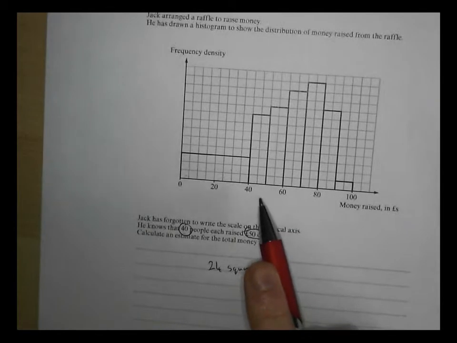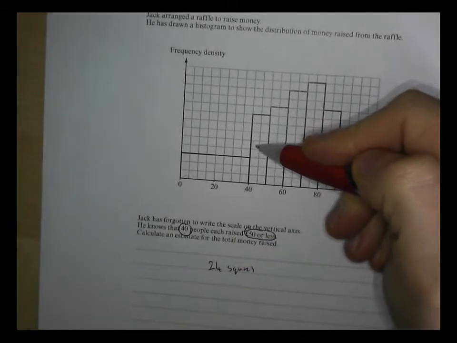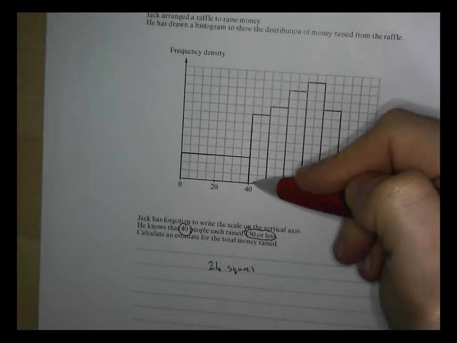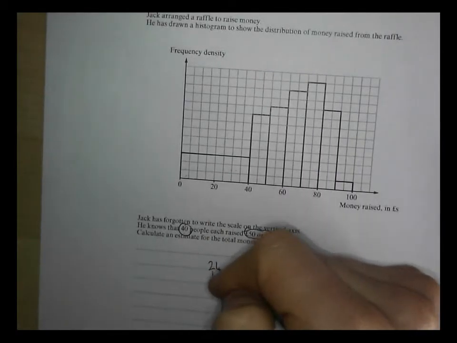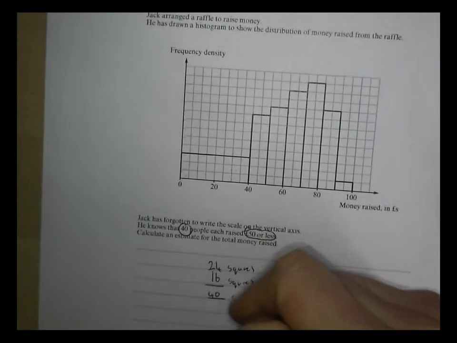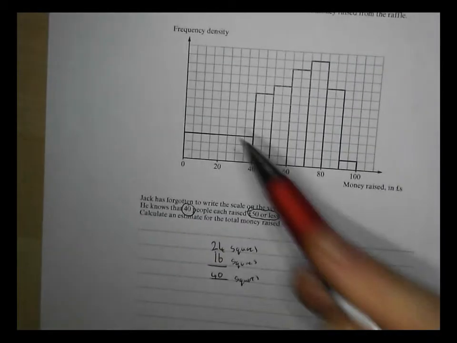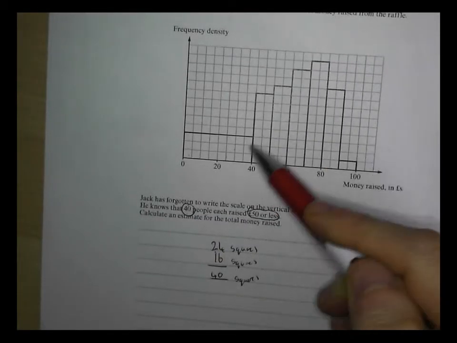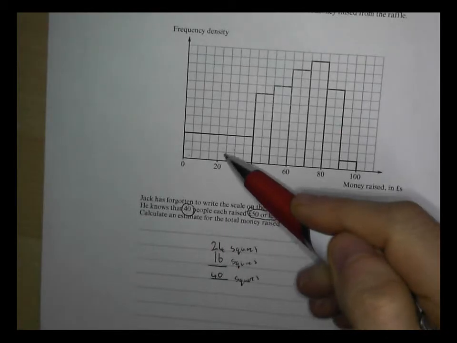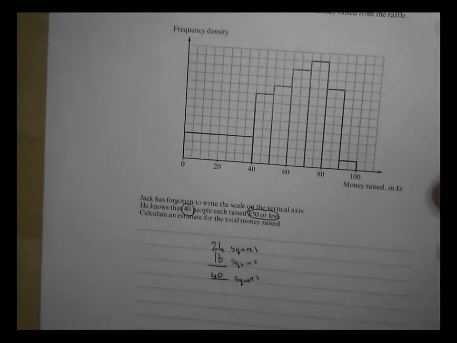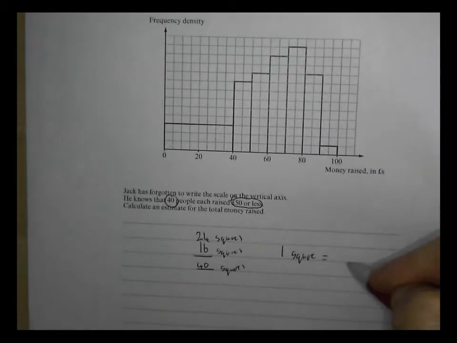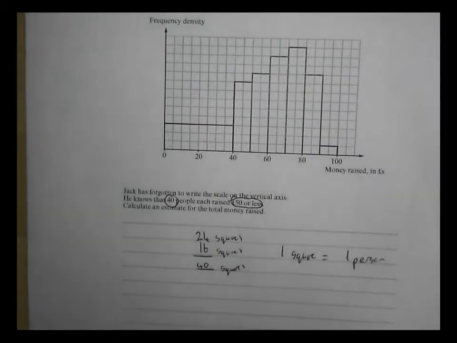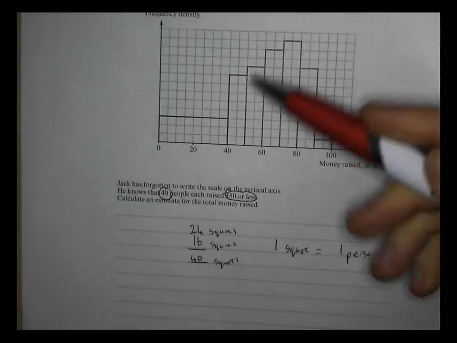What about this second group here? We've got a height of 8, and we've got 2 going across, so that's 16 squares. Now if you add 24 and 16 together, you get 40 squares. The reason that's really useful is because we know that there are 40 people in total between these two groups, and the area of this and this has got to equal 40. Well, if there's 40 squares, that tells me that 1 square has got to be equal to 1 person.